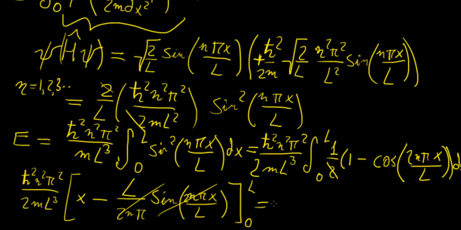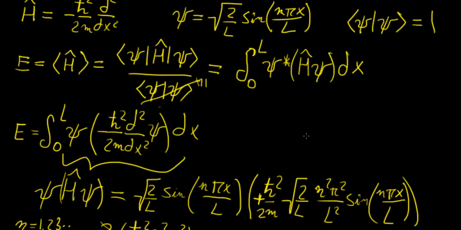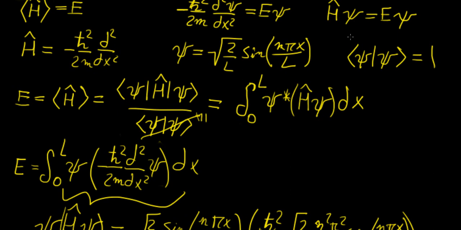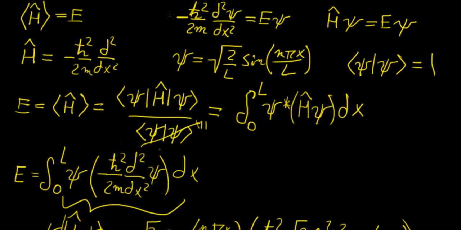So in the end, it turns out that our energy, essentially the average value of the Hamiltonian operator of this system, is going to be h bar squared n squared pi squared over 2mL squared, which is exactly the same result you would obtain if you just substitute the wave function back into the Schrodinger equation here that we started with. And this is actually something that we will derive step by step in a later video.